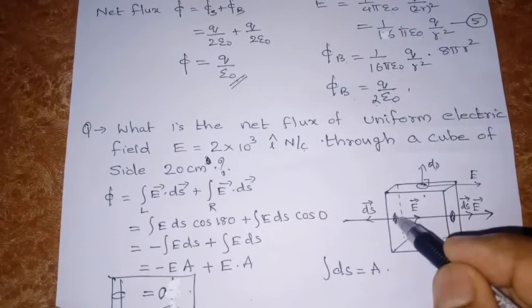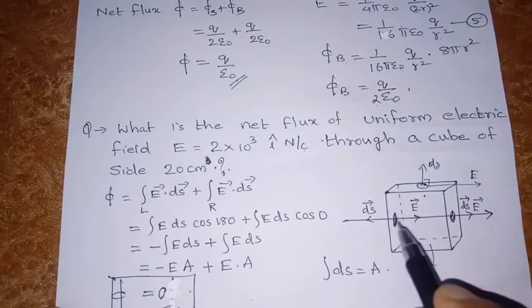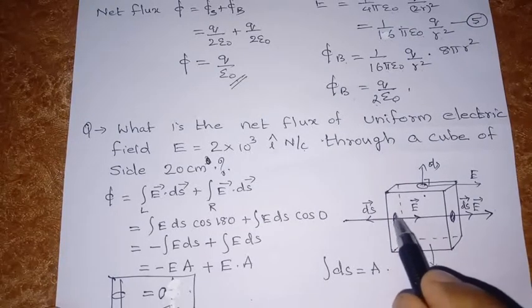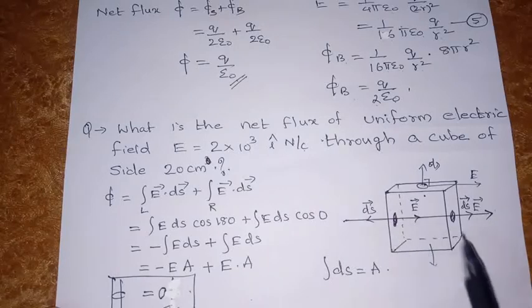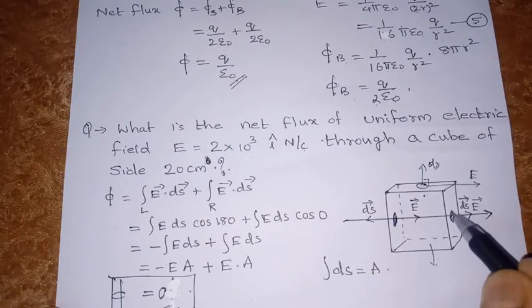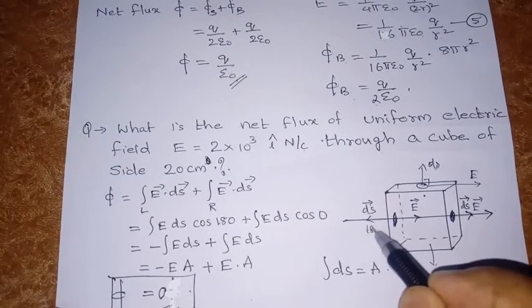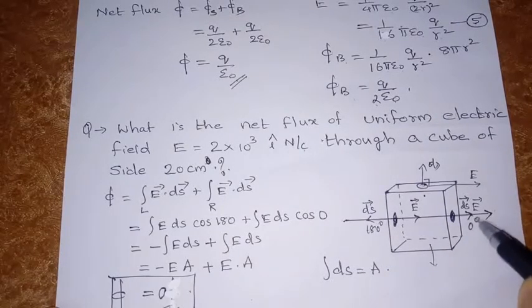On the left surface, I am taking a small elemental area. Area vector will be like this. Electric field will be like this. Angle between E and dS is 180 degree. On the right surface, I am taking an area vector, elemental area. Area vector will be like this, and electric field will be like this. Angle between E and dS is 0. Here it is 180 degree. Here it will be 0 degree.